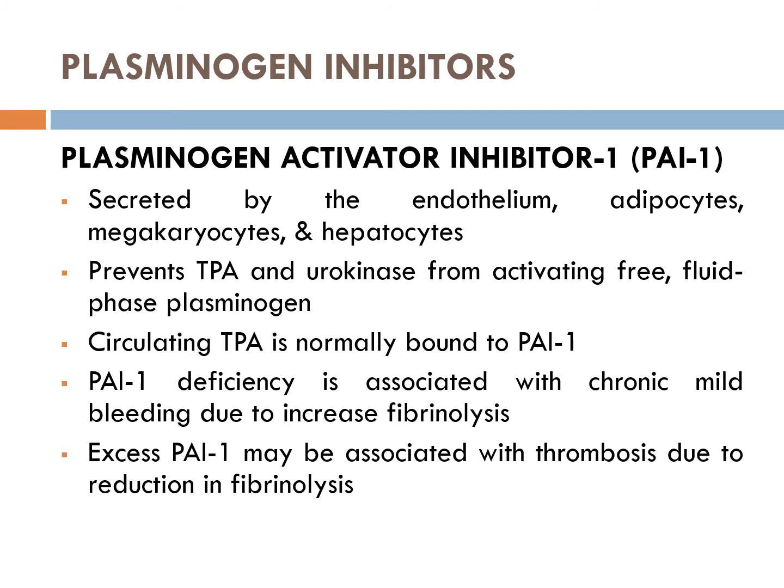If the body is deficient in PAI-1, this is usually associated with chronic mild bleeding due to increased fibrinolysis. That is because there is no inhibitor for your TPA or urokinase. However, the opposite of this is if there is excess PAI-1, meaning increased inhibitors in the system. It could also be associated with thrombosis due to the reduction of your fibrinolytic system.